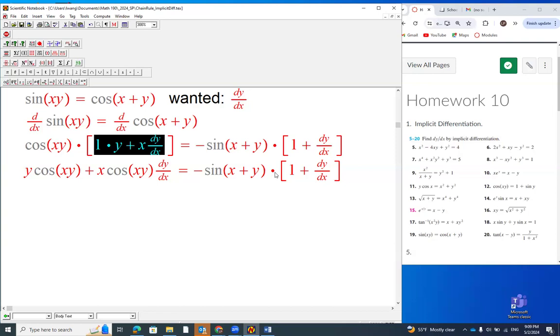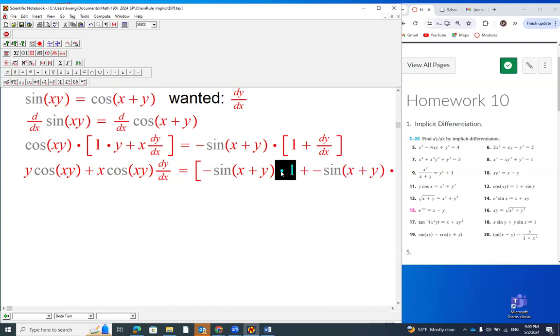So times 1, that times 1 times the other one. And times 1, we can get rid of it. We don't need the bracket. And plus minus, that's minus. And we can drop the dot. So now dy/dx is about to be brought together. So let's bring them together.